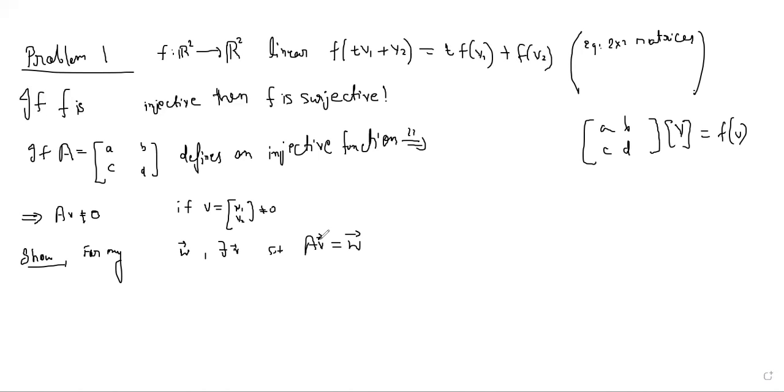You want to show that the output fills up the entire space. So maybe you can also see the picture here. So this is your E1, which is 1, 0, and this is E2.